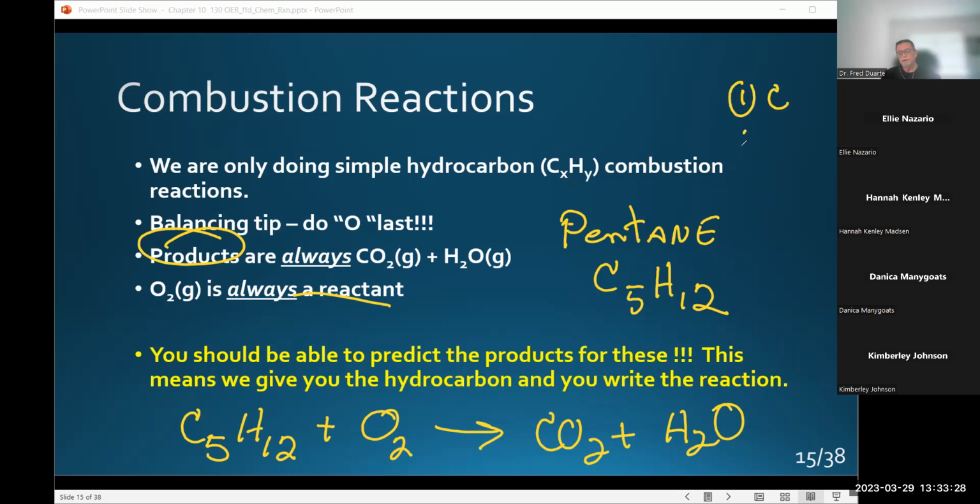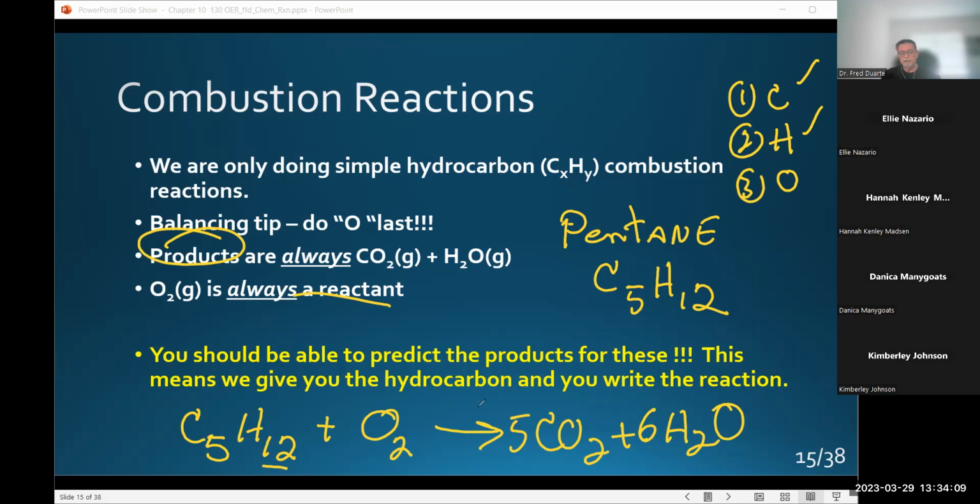carbon first, hydrogen second, oxygen's last. All right, so we got to balance the carbons first. So I got 5 carbons on the left, but only 1 on the right. So if I put a 5 in front of carbon dioxide, my carbons are good to go. Okay. Now, next step is my hydrogens. I got a total of 12 on the left, but only 2 on the right in form of water. So if I put a 6 in front of H2O, that takes care of my hydrogens on both sides.